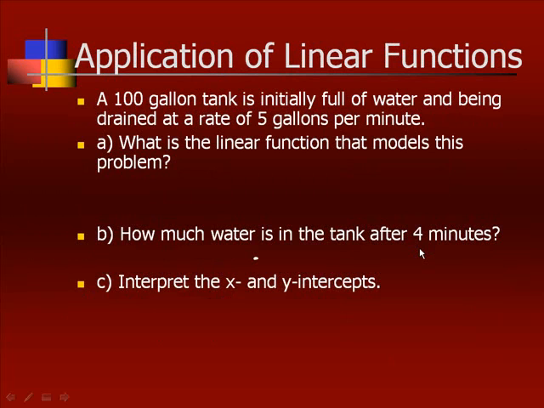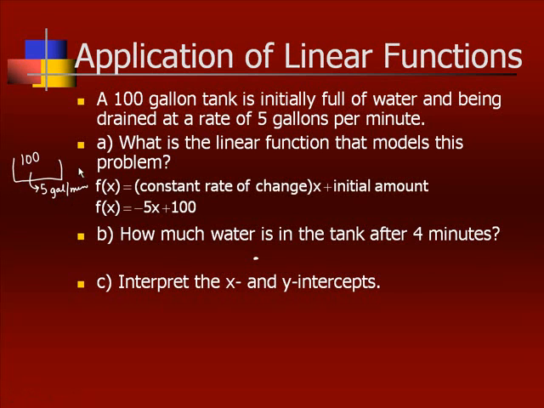Okay? A 100-gallon tank is initially full of water and is being drained at a rate of 5 gallons per minute. What is the linear function that models this problem? Now think about this. We've got a tank with 100 gallons of water, and it's leaving at 5 gallons per minute. So our function is going to be negative 5x, which is the constant rate of change, times x, plus the initial amount, which is 100.